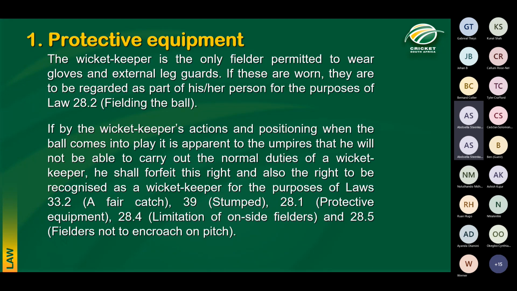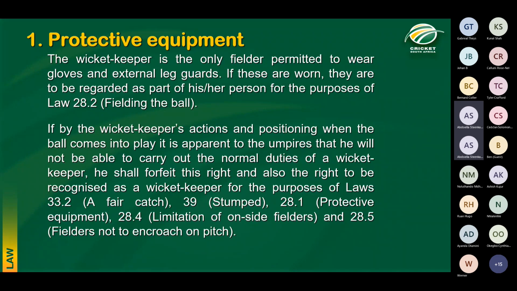If by the keeper's actions and positioning it becomes apparent that the keeper is not able to carry out the normal duties of the wicketkeeper, that keeper will forfeit his or her right to be recognized as a wicketkeeper in terms of catching the ball, stumping a batter, and in terms of limitation of onside fielders not encroaching on the pitch. So what this means is with regards to the positioning of the keeper.